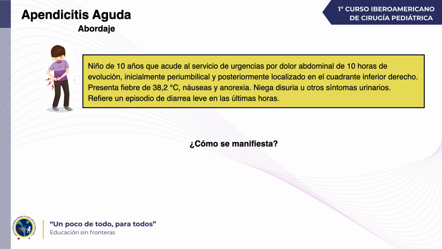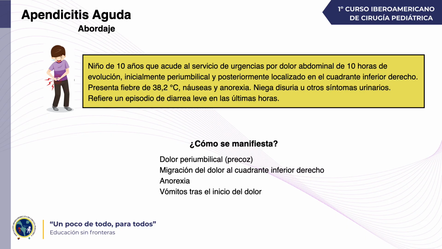So, what are the classical signs of acute appendicitis? Typically, pain starts in the periumbilical region, then migrates to the right lower quadrant. Children might complain about anorexia and start vomiting after the pain begins, but not always, and sometimes the presentation is quite vague or the child just looks unwell.